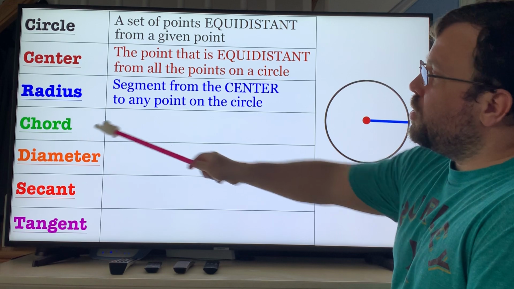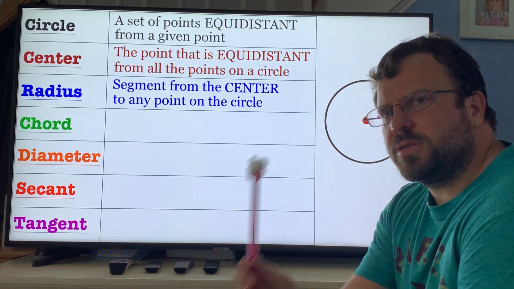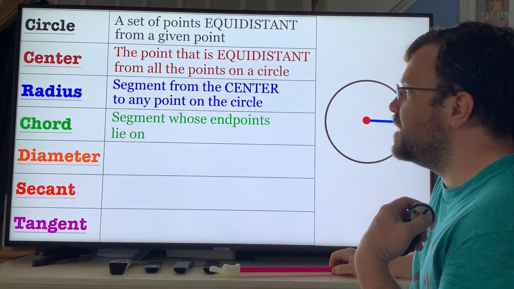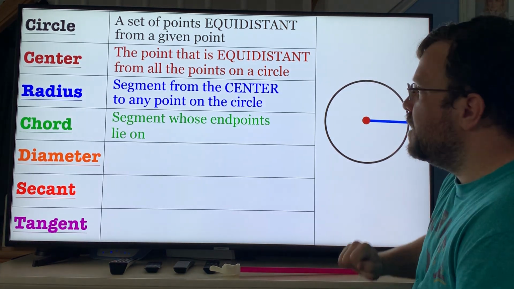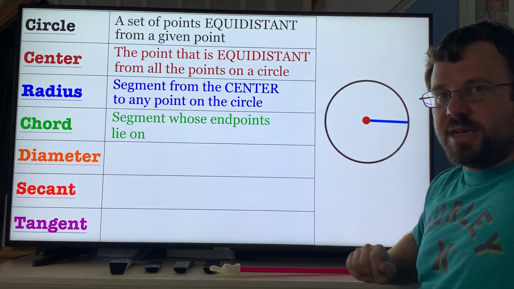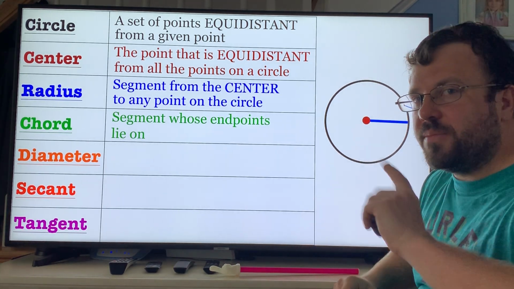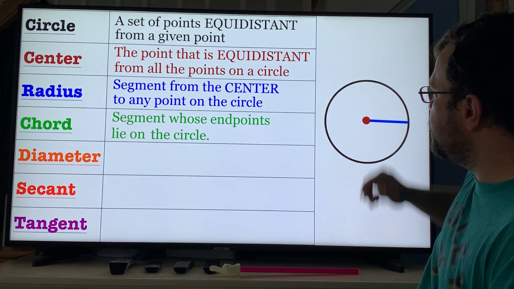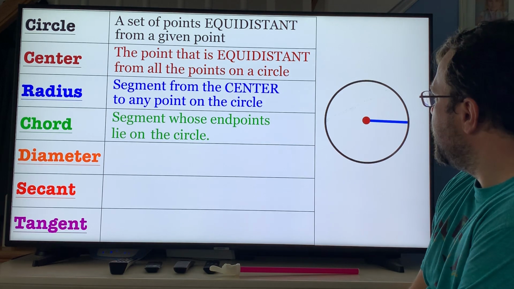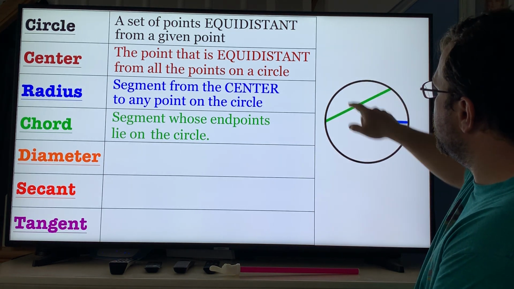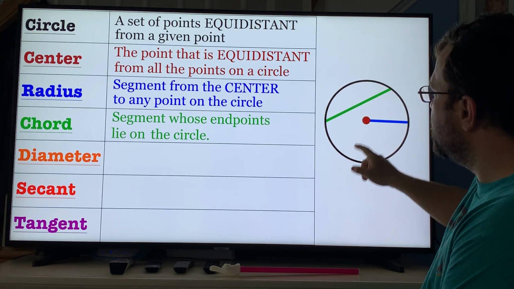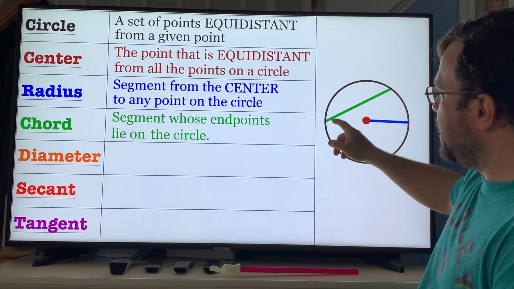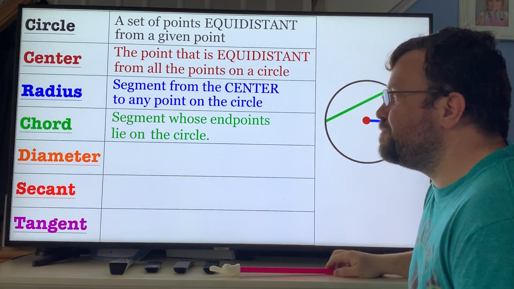So chord, this one's a little different. Do you remember what chord is? Let's see if you got it. A chord is a segment, so once again it's a segment, but the endpoints aren't in the center. Where do you think they lie? They lie on the circle. So do you think you know how you would draw that? Like this, circle to circle. Can it cross through the center? Of course you can. It's just two points on the circle. Can it be the same point? No, because then you wouldn't have a segment.